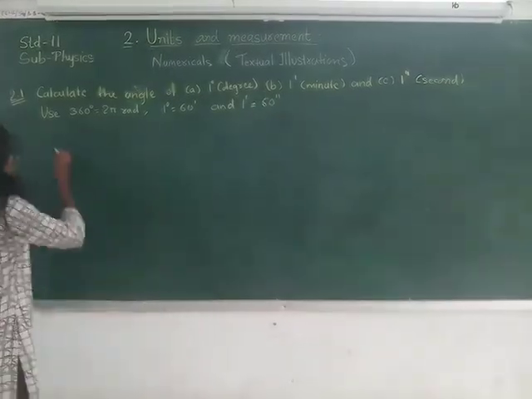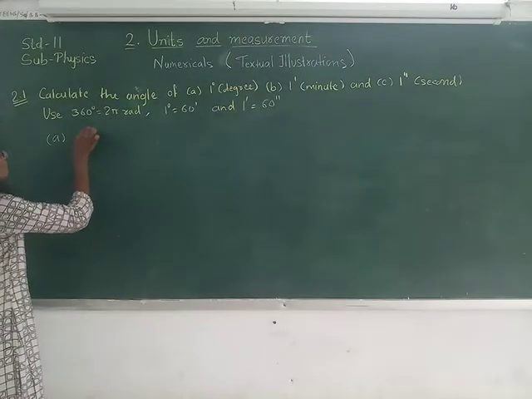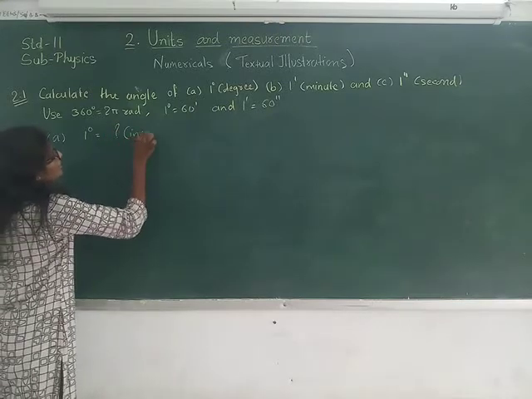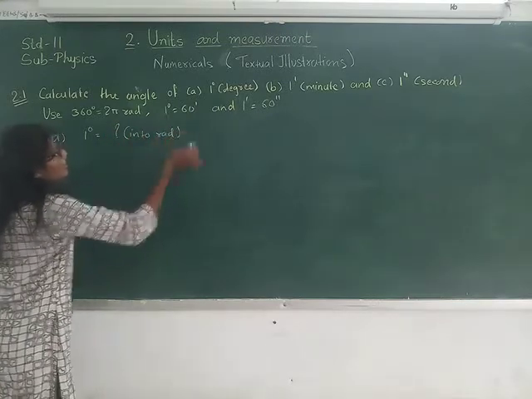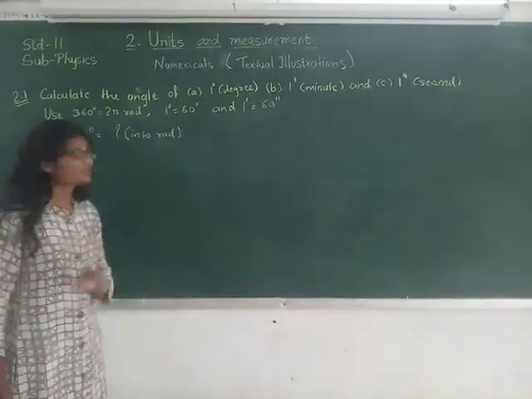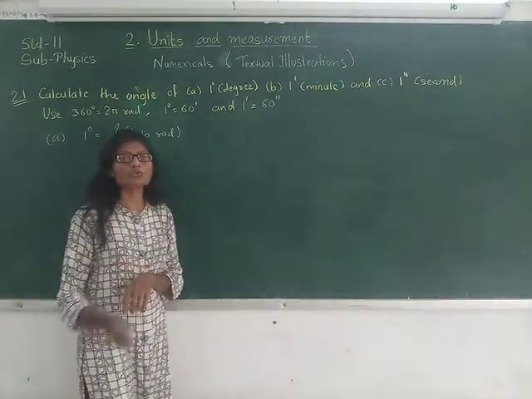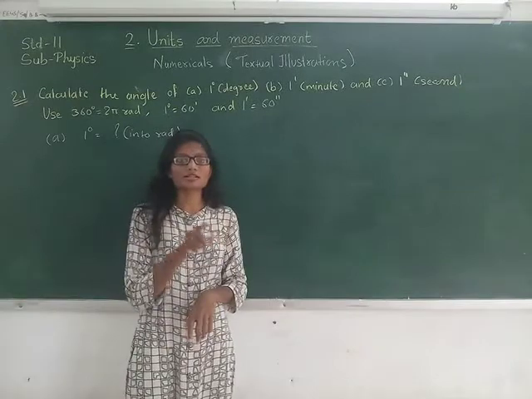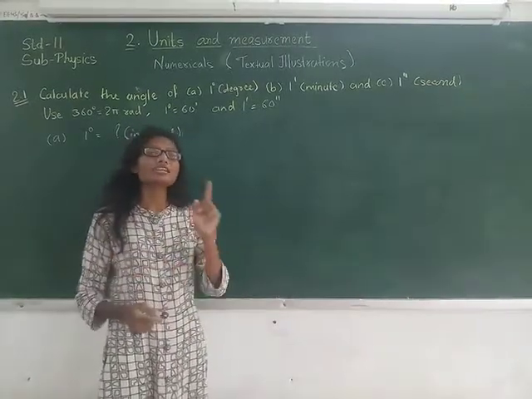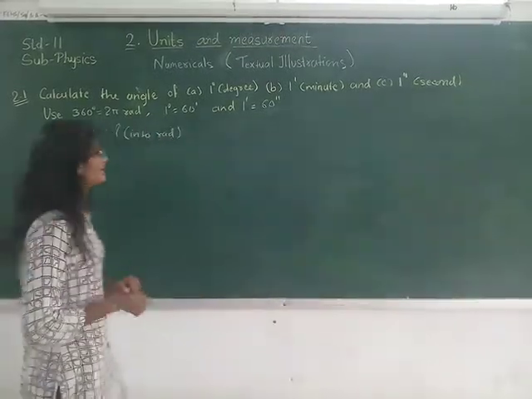So first we will be solving part A, that is we want to convert this 1 degree into radian, right? So now onwards you need to remember this 360 degrees equals to 2 pi radian. That you already know that when we complete a circle, right? For a complete circle, its angle is 360 degree, and when we write that in the form of radian, it is equals to 2 pi radian, right?